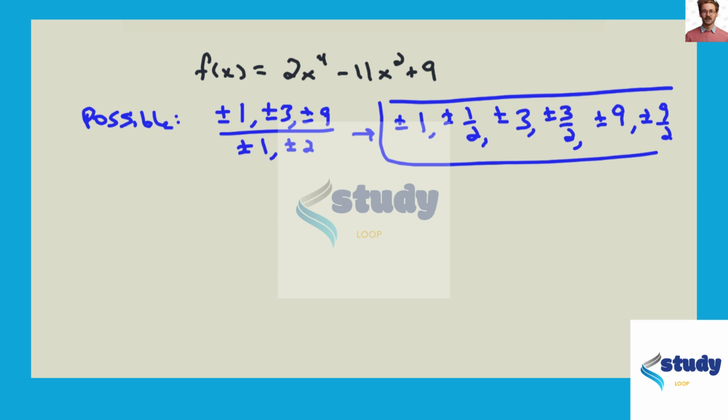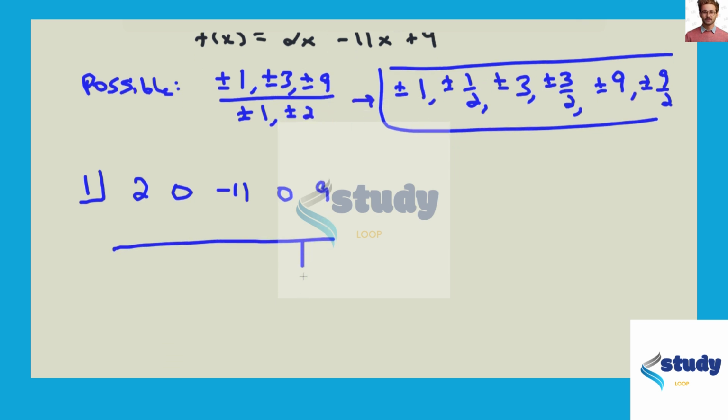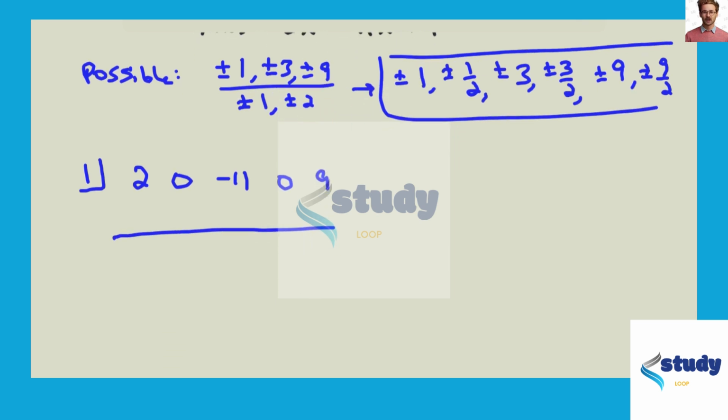Well, we can find bounds. So our smallest upper bound, what we're looking for, that'd be 2x to the fourth, no x cubed, negative 11x squared, no x, plus 9. What we're looking for when we synthetically divide is a quotient row that is all positive. When it's all positive, that's an upper bound.